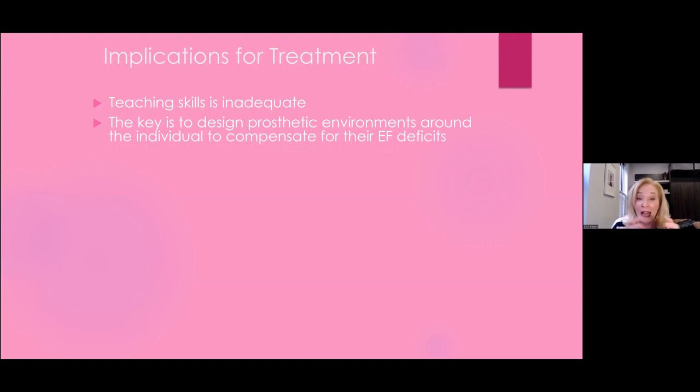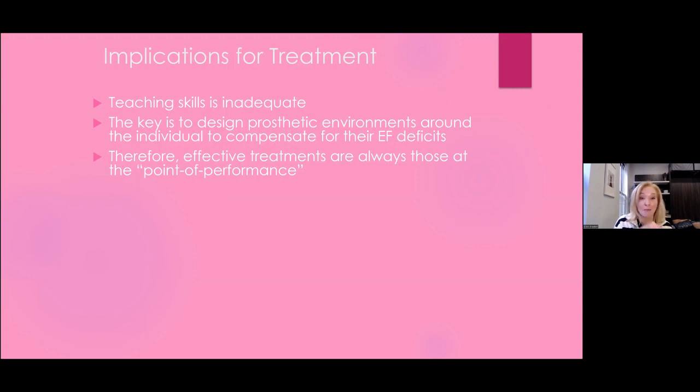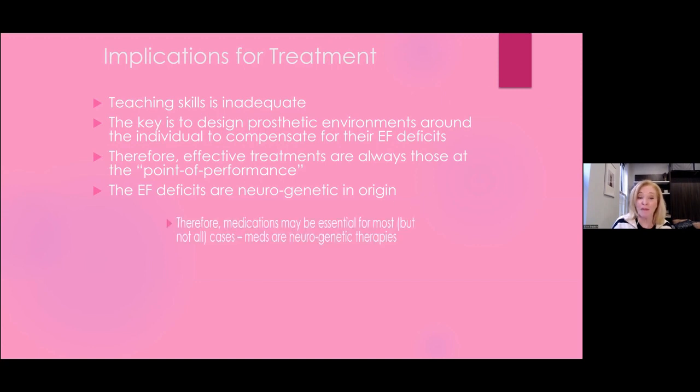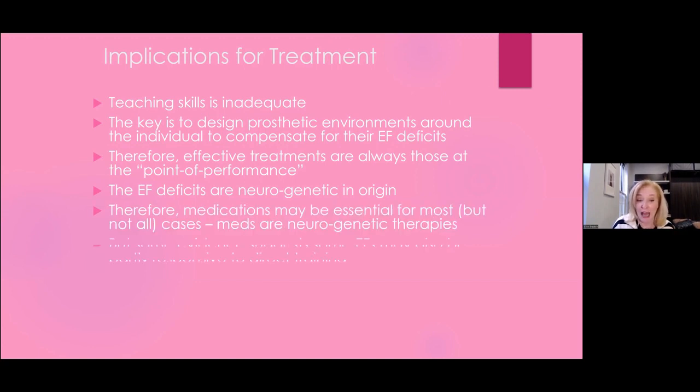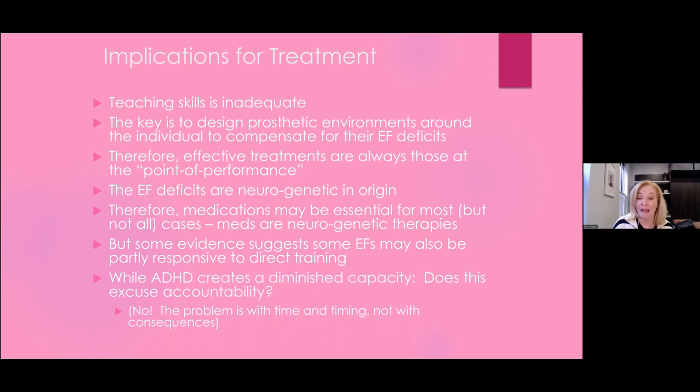The key is to design environments around the individual to compensate for their executive function deficits. Therefore, effective treatments are always where it happens, at the point of performance, not just in our offices, but really where the behaviors are happening. For the adult, that might mean in the office setting. We have to remember that these deficits are neurogenetic in origin. Medication, of course, may be essential for most, but there is quite a bit of evidence now that suggests some executive functions might also be partly responsive to direct training.